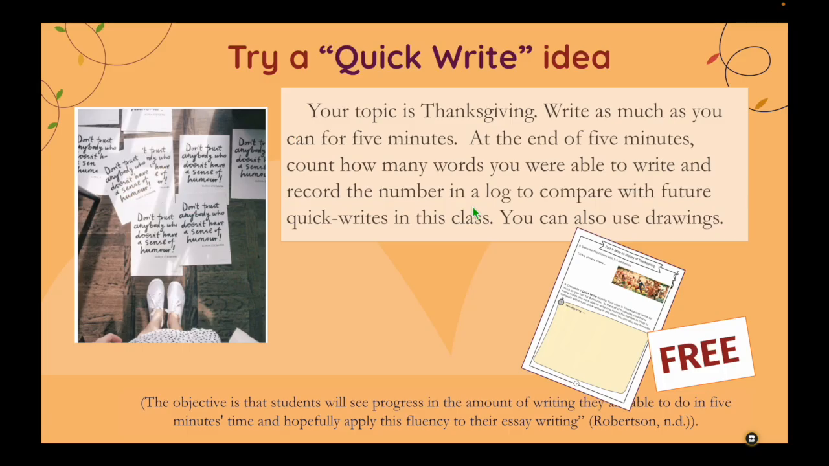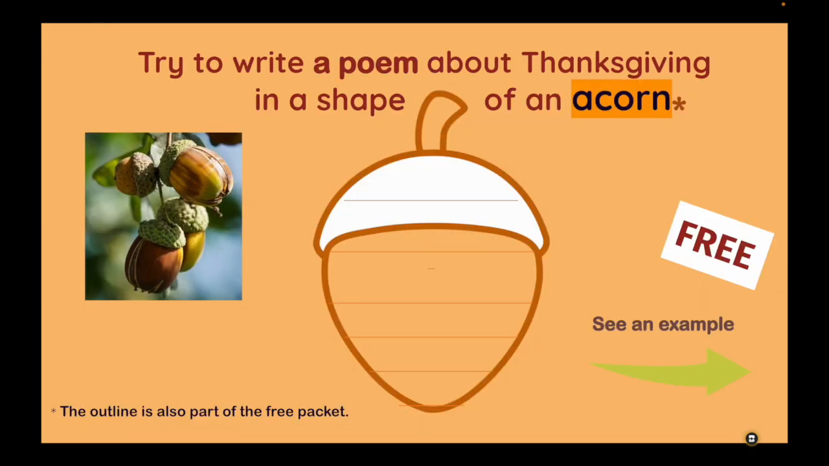Another activity is a quick write idea. Your topic is Thanksgiving. You have 5 minutes to write as much as you can and then count how many words you wrote to compare with future quick writes. Again, this is part of my free packet. The link is below. Next, you can try to write a poem about Thanksgiving in a shape of an acorn.